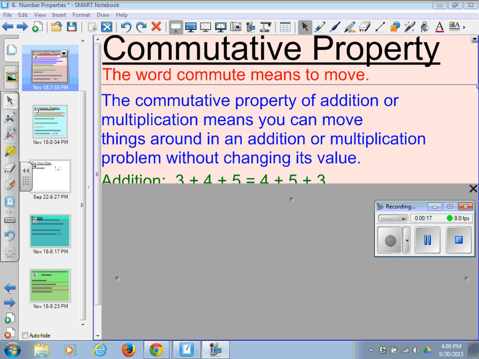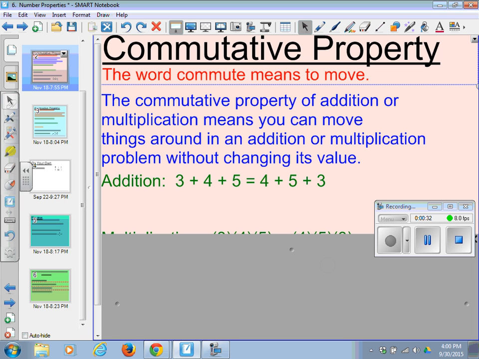The word commutative means to move. The commutative property of addition or multiplication means you can move things around in addition or multiplication problems without changing its value. For example, in an addition problem, we can change the order up so it's easier for us.